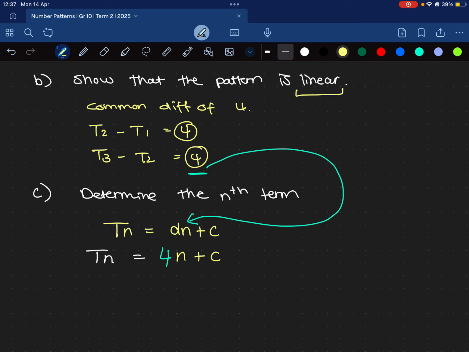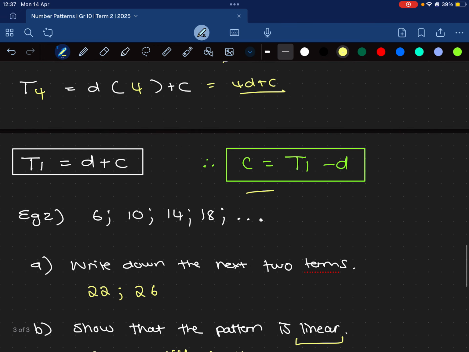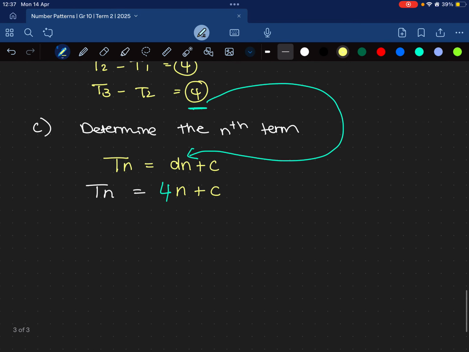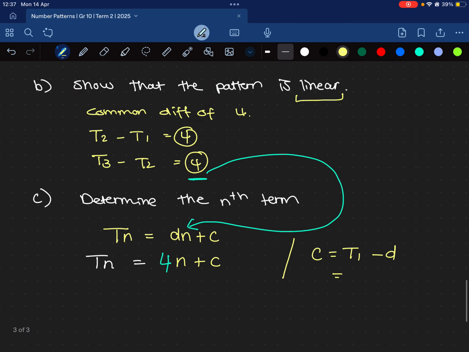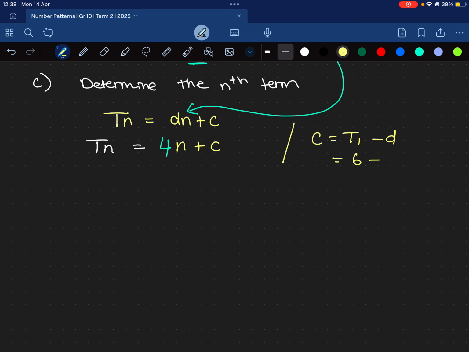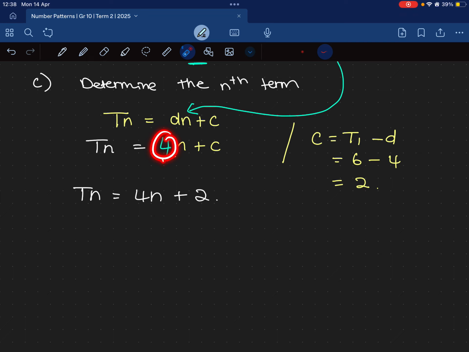Now, there are some ways to do this, but because we already know, we can use this general rule that we just found here, which is C is equal to T1 minus D. So if C is equal to T1 minus D, my number pattern starts with 6. So 6 minus the common difference, which is 4, is just going to be 2. So then Tn is equal to 4n plus 2, because the 4 comes from the difference and the 2 comes from the constant.